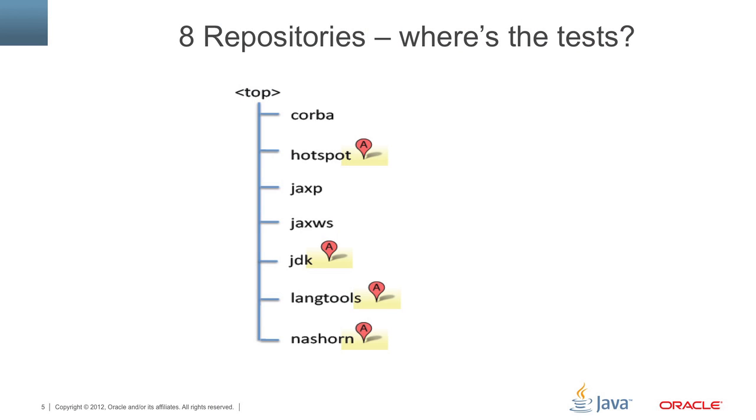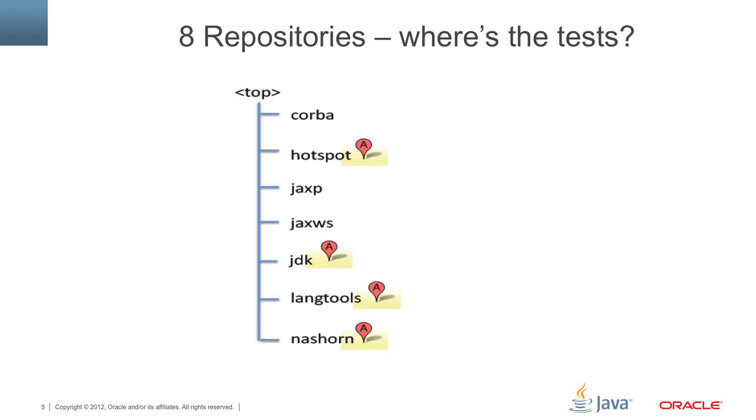Okay, so we'll get started by talking about where the tests actually live. JDK8, and we're talking solely about JDK8 in these slides, consists of 8 repositories: the top-level repository, and then 7 others with the VM, libraries, compiler and other code. When you look at the 8 repositories, you will find that there are tests in only 4 of them.